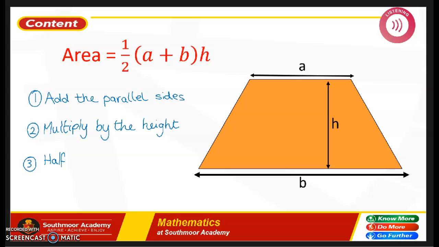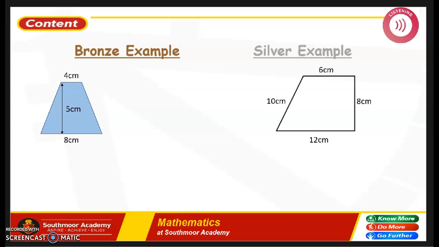So here are your examples. Our bronze example here, we have two parallel sides. Ours is this 4 centimetre length and our 8 centimetre length. They're parallel because they'll never meet. And then we have our height of 5 centimetres. So we are going to add our 4 centimetres and 8 centimetres together. So the area is equal to 4 plus 8. We're then going to times that by 5, and then we're going to divide our answer by 2.